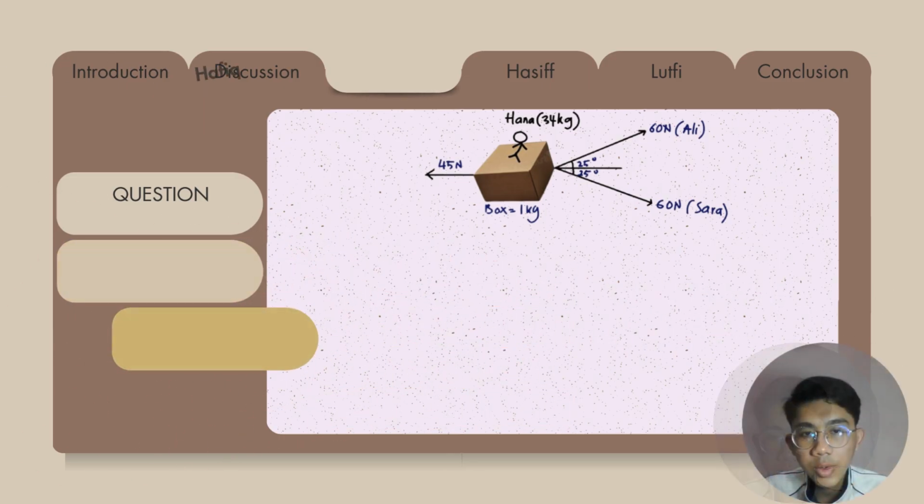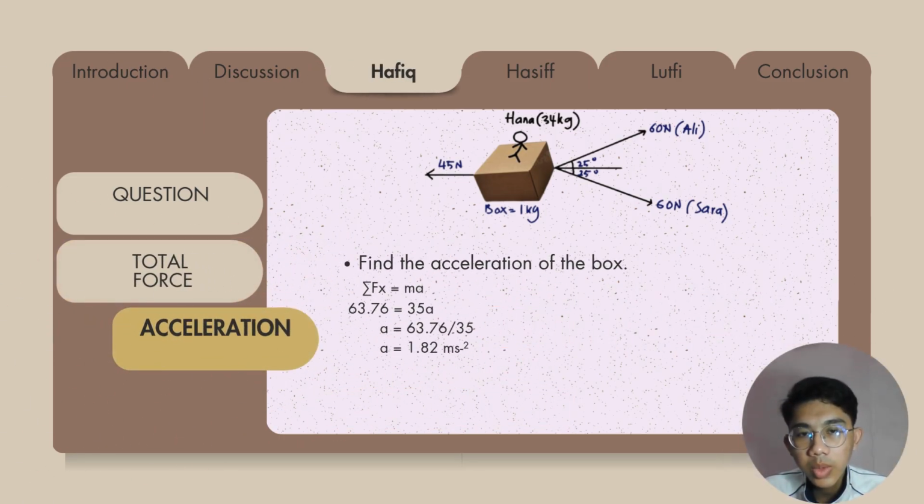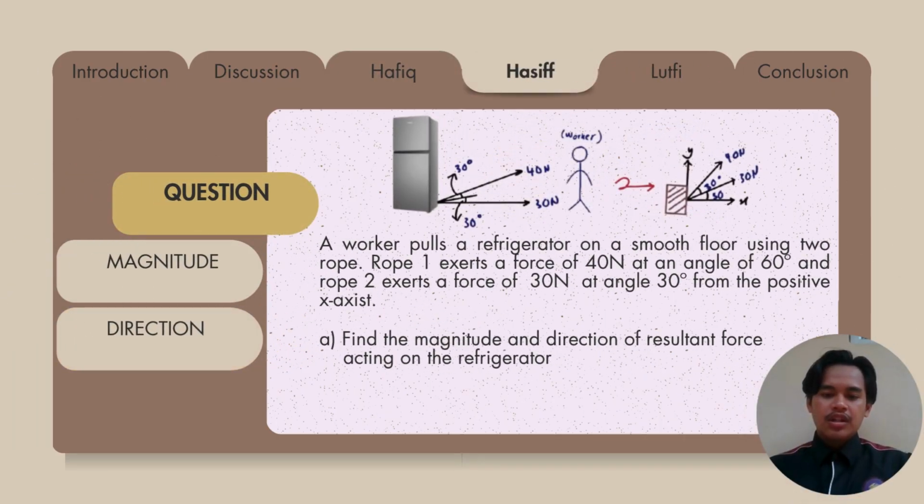To find the acceleration of the box, we use the formula summation Fx equal to ma. The value for summation Fx we already calculated before, we get 63.76, and the mass of Hannah and box is 35, so we just need to include the values that we have into the formula to find the acceleration, and we calculate that we get acceleration equal to 1.82 meters per second squared. So the question is related to our topic.